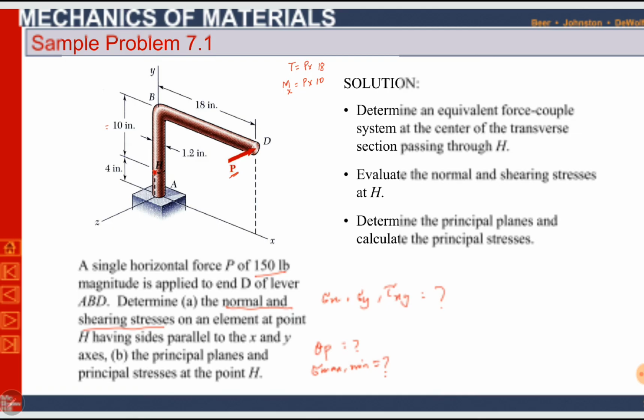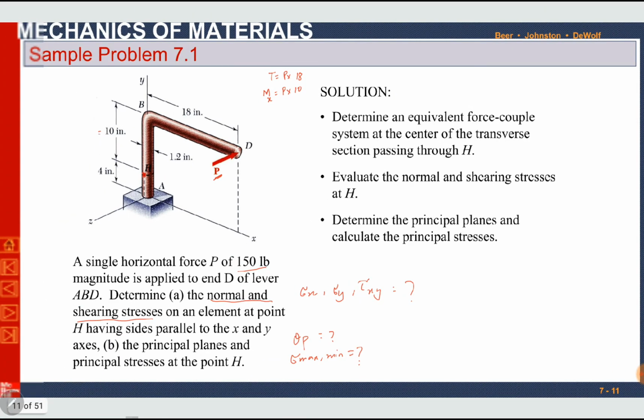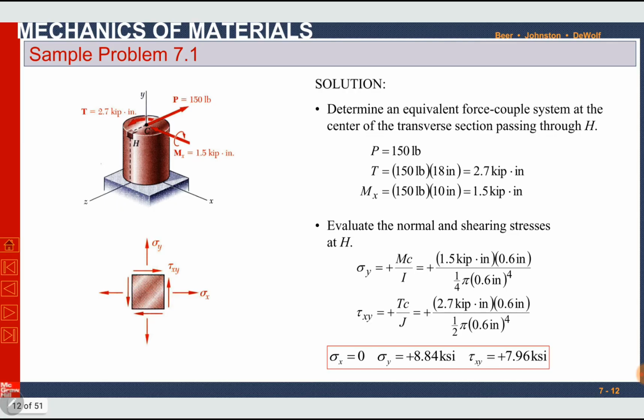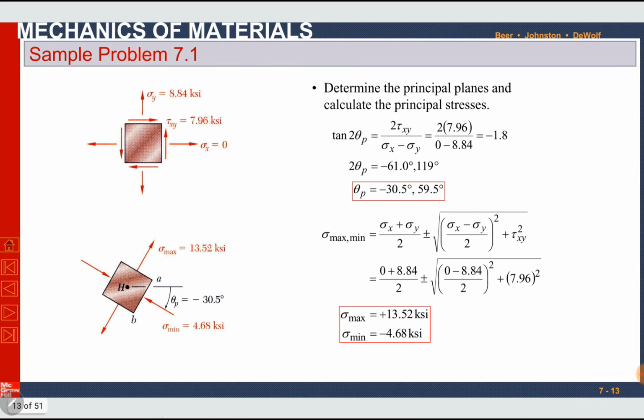Let us first find this torque and this moment. Force is 150 pounds. So torque is 150 into 18, 2.7 into 10 power 3 pound inch, or 2.7 kilopound inch. Moment is 150 into 10, so it's 1.5 into 10 power 3 pound inch, or 1.5 kilopound inches. So we have found torque and moment. The torque is actually producing shear stresses, and the moment is producing normal stresses.